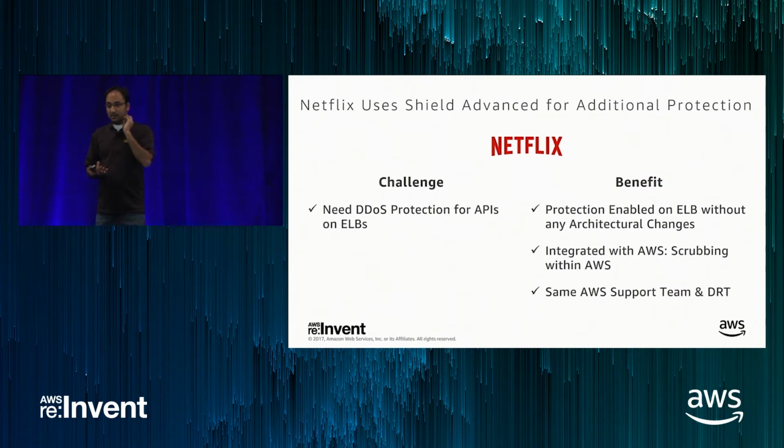the DRT that Shield Advanced provides is integrated with the AWS support that Netflix was already using. And that was a huge benefit for them because triaging an issue is really easy for them. And they don't have to talk to multiple providers to find the root cause and mitigate an attack.